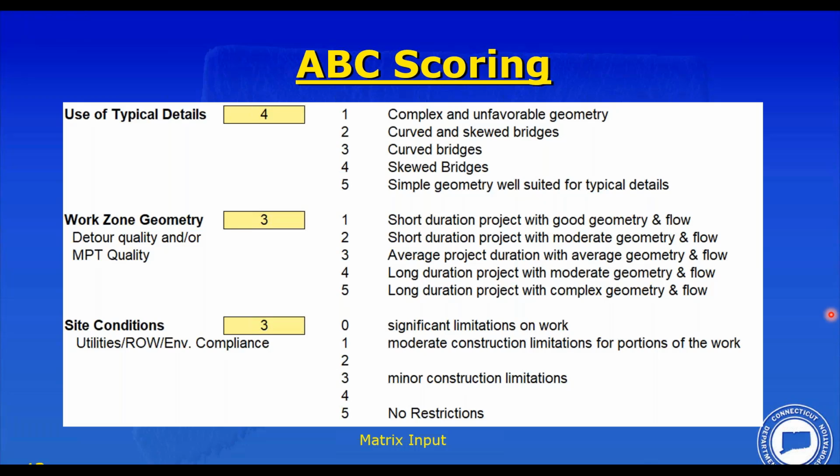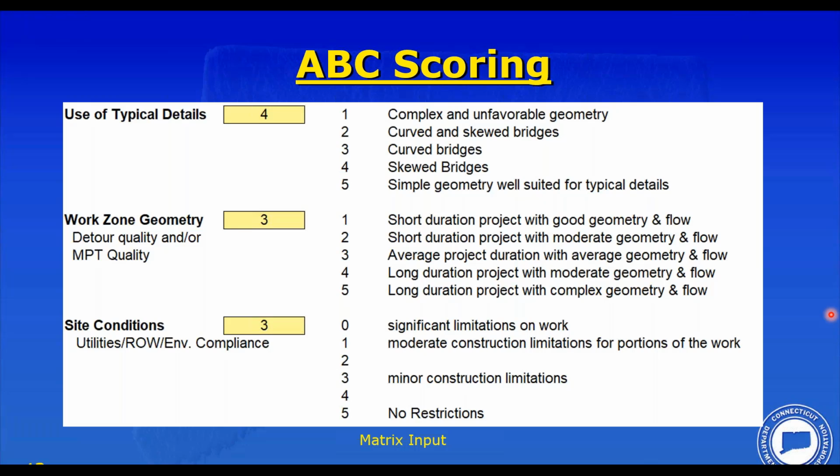Oh, by the way, in these scores, it's okay to enter a score of 4.5. That's definitely within the range of what you can enter. If you think something is between a 3 and a 4, you can enter 3.5 if you want. You don't have to enter a whole number. Work zone geometry, we gave this a 3 because it was an average duration project with average geometry and flow. We didn't have curvature on I-395, relatively good geometry on the ramps, so we gave it an average, a 3.